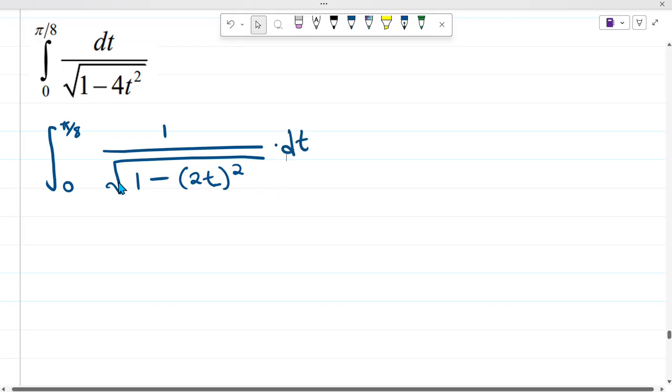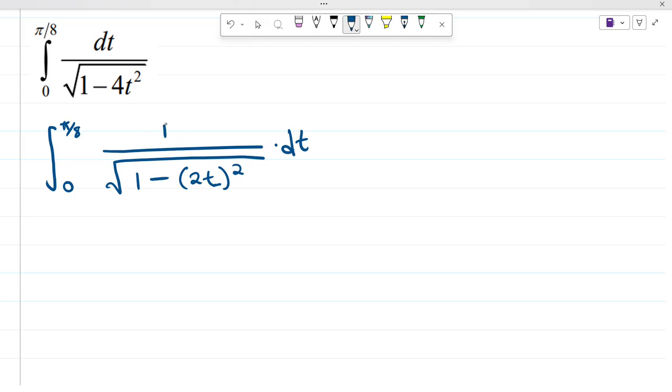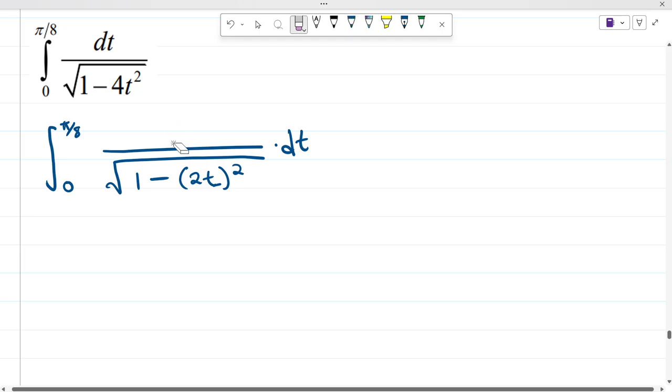So we can already say that this format of having something like a squared minus f of x squared is that one of sine inverse. So what we need to make sure is that we have the derivative of what? Of this 2t on our numerator. So when we differentiate 2t, what do we get? We get a 2, right? So I can just erase this 1 and write a 2.